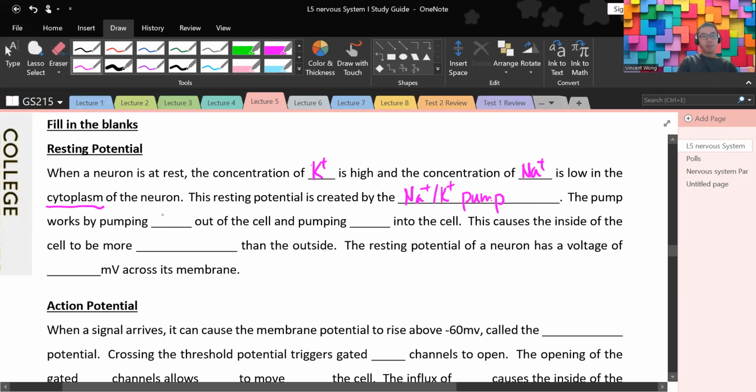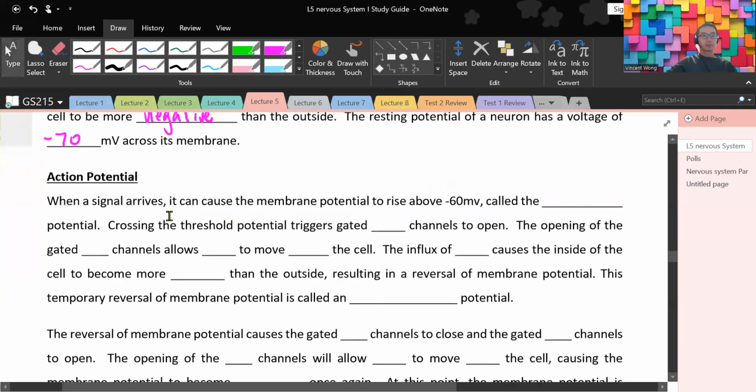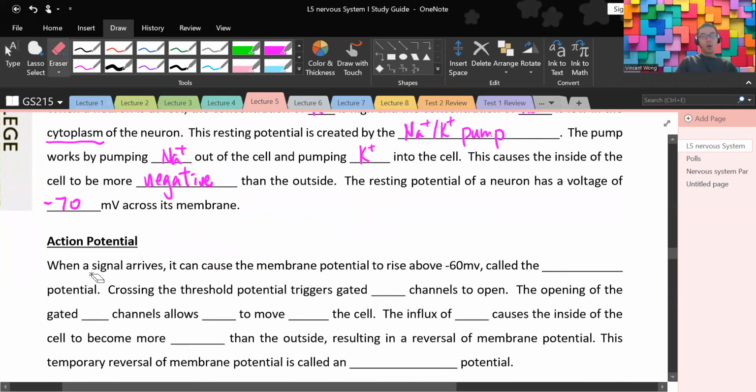The pump works by pumping sodium out of the cell and potassium into the cell. This causes the inside of the cell to be more negative than the outside. The resting potential of a neuron has a voltage of minus 70. When a signal arrives, it can cause the membrane potential to rise above minus 60, which is called the threshold potential.